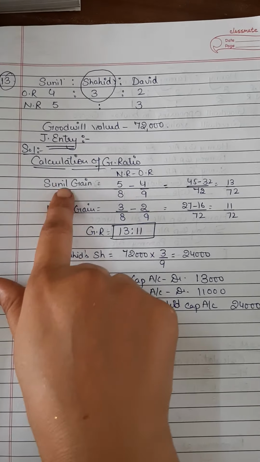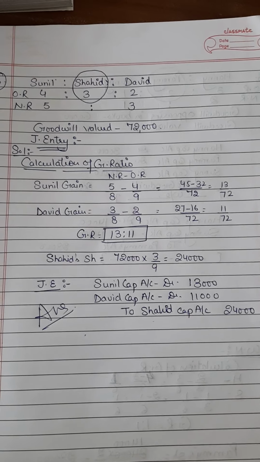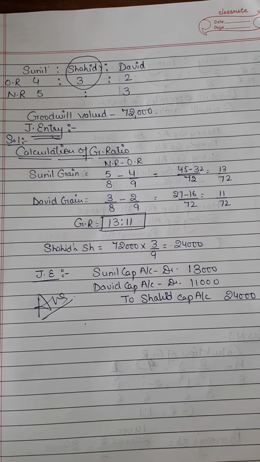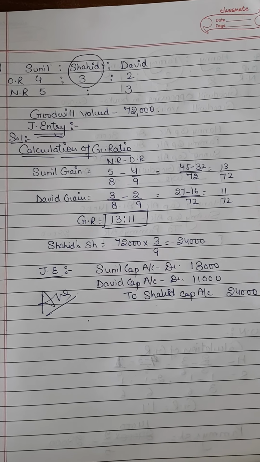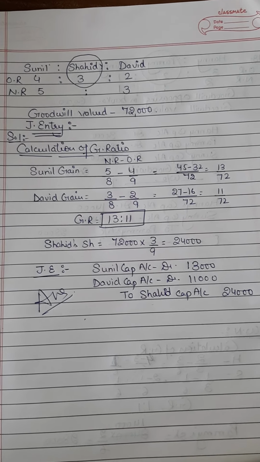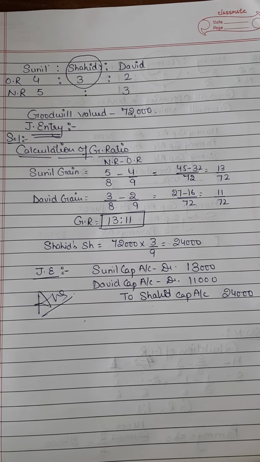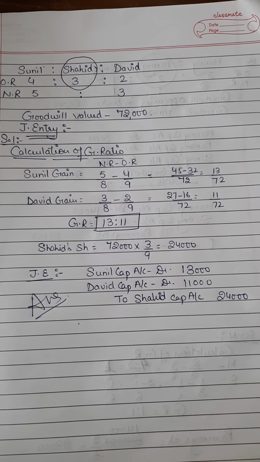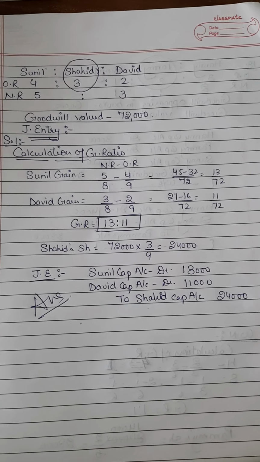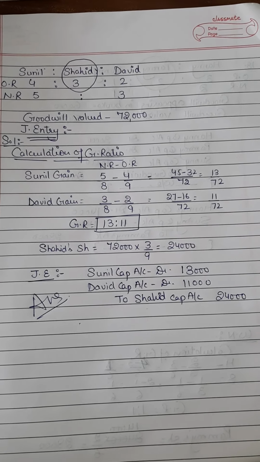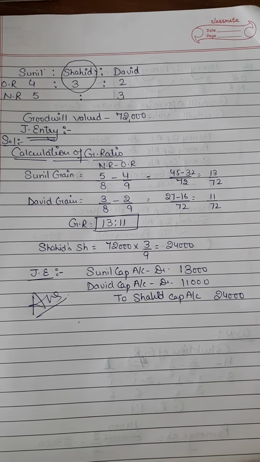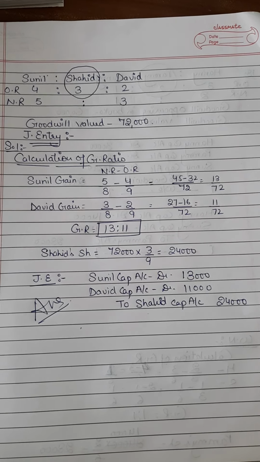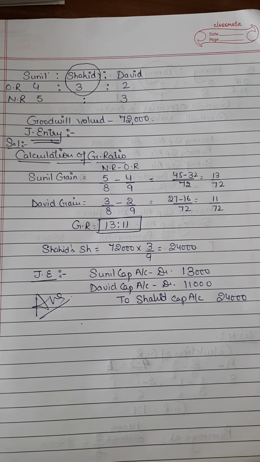Now it is given that Sunil's gain, the formula for the same is new ratio minus old ratio. Sunil gain is 5/8, that is the new ratio, minus 4/9 old ratio. Make the denominator same, 72. 45 minus 32 equals 13/72. Now for David's gain, that is 3/8 new ratio, 2/9 old ratio equals 11/72. This shows the gaining ratio between Sunil and David is 13:11.